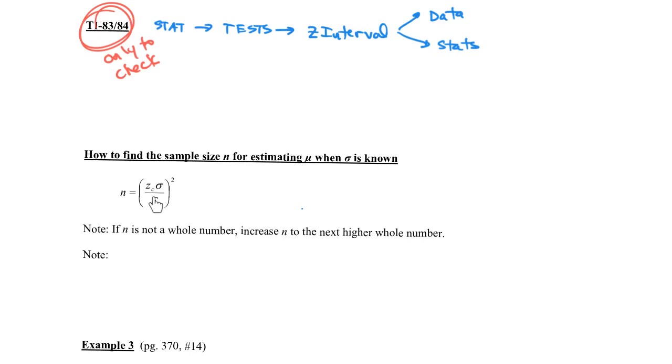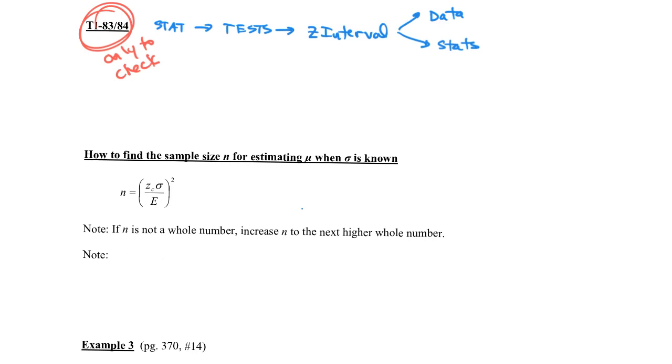So we've got our formula here. We've got our critical value, our z-score, sigma. We've got a specified maximum margin of error. So in the problems that we look at, they'll give us our margin of error. And then here's what we have to remember. This always gives us trouble.